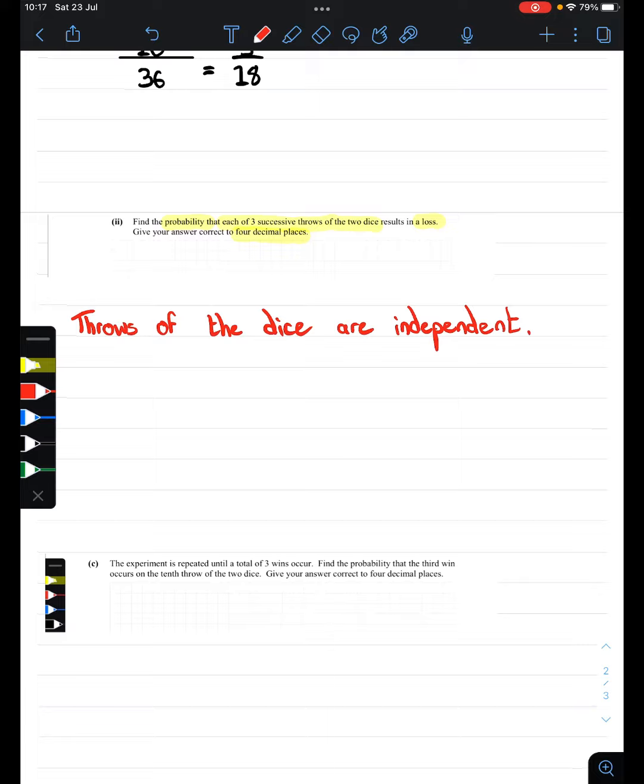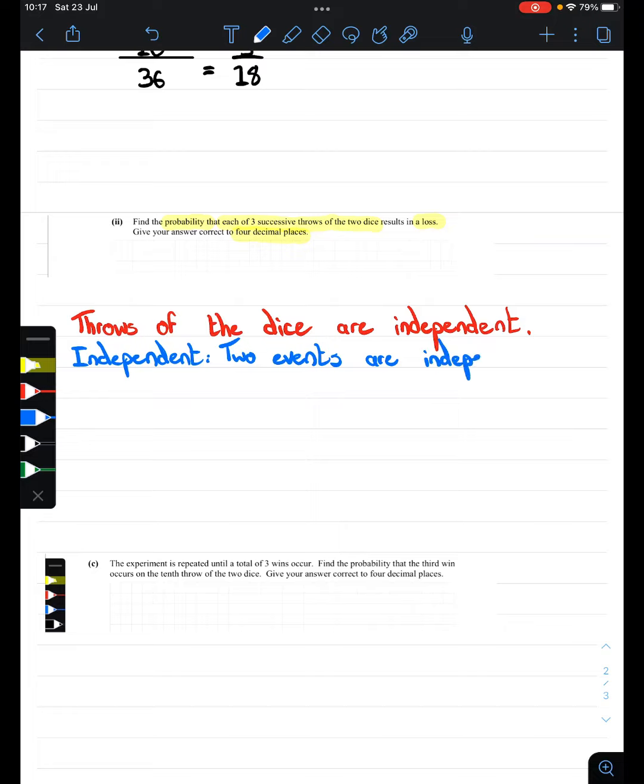So what does that mean? If things are independent in probability, independent means two events are independent if one happening does not alter the likelihood of the other happening.